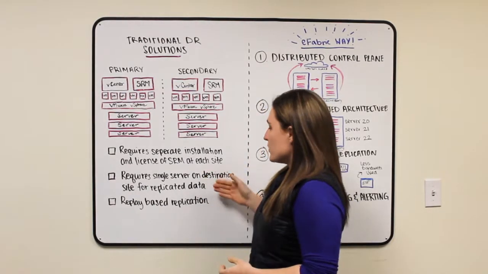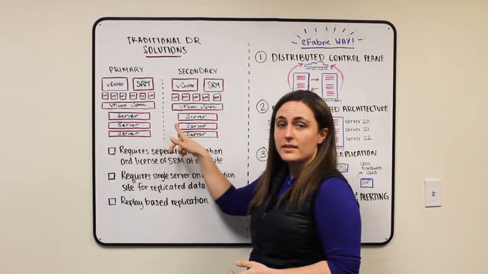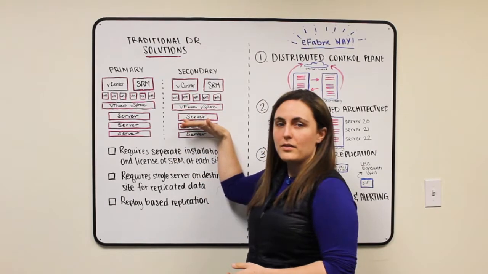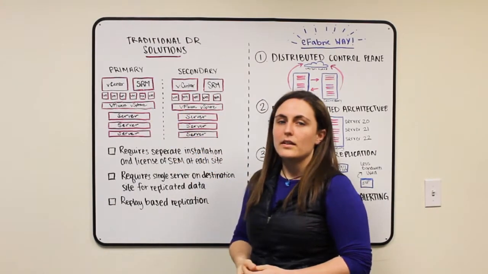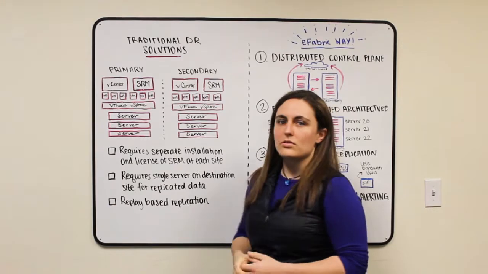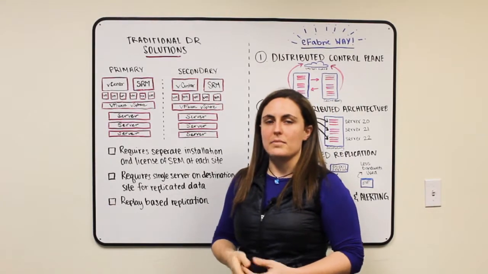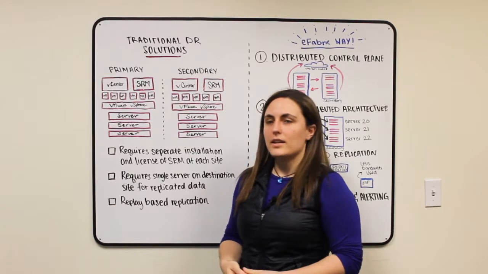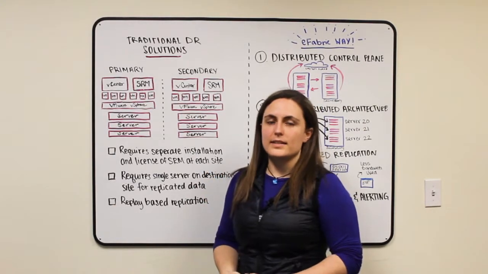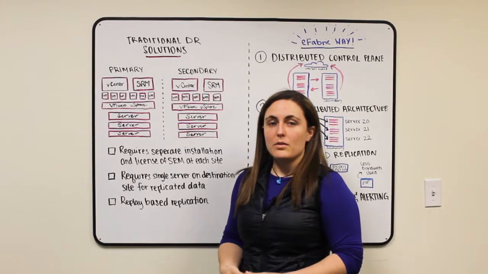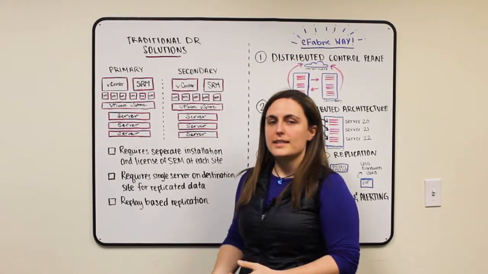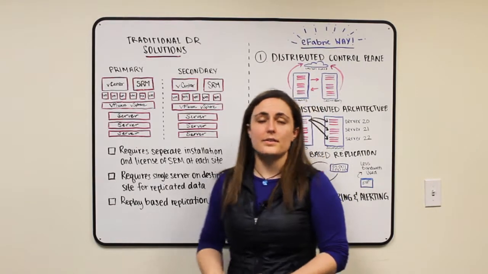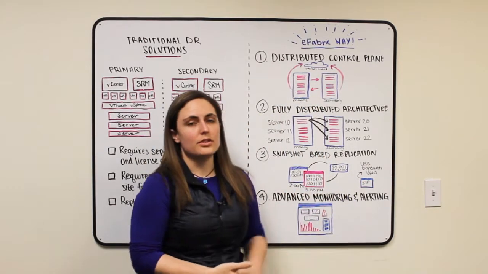Additionally, traditional solutions require you to designate a single server as the destination for your replication data. If that server goes down, then you're back to a single point of failure. Finally, most traditional solutions are based on replaying writes that happen on the primary site to the secondary site. They make no guarantees that your secondary site VM disks are synced to a single point in time snapshot. If you recover your VMs and that's not the case, you can end up with corrupted disks, which is definitely not what you want. So now let's take a look at the eFabric solution.